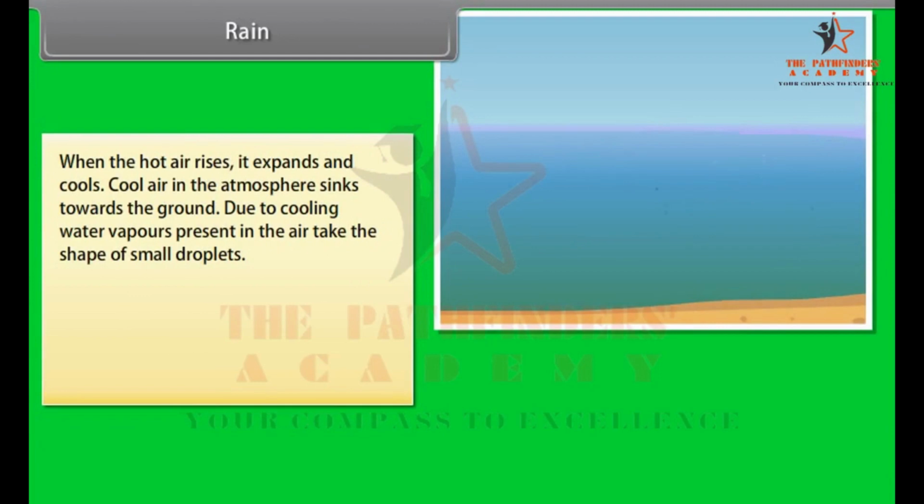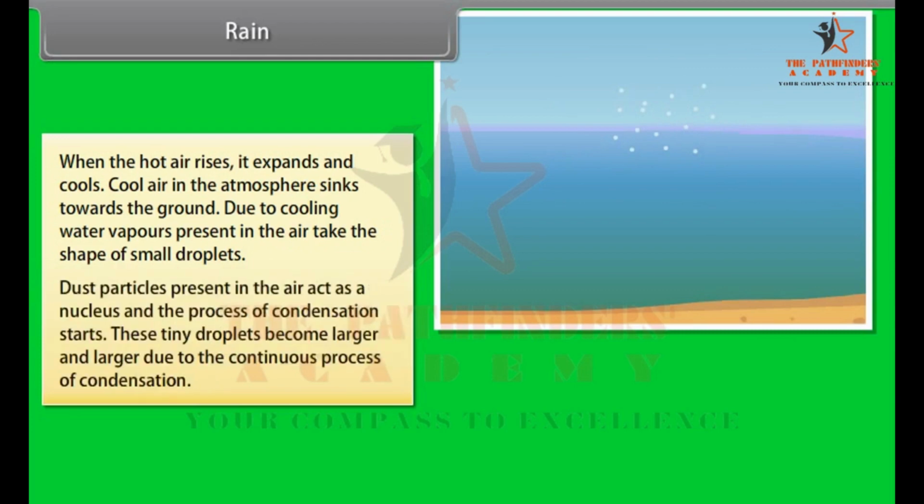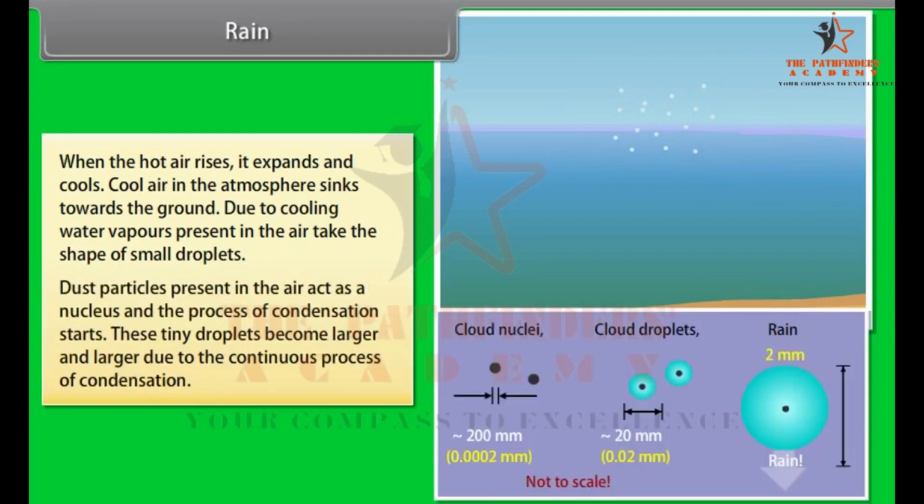When the hot air rises, it expands and cools. Cool air in the atmosphere sinks towards the ground. Due to cooling, water vapors present in the air take the shape of small droplets. Dust particles present in the air act as a nucleus and the process of condensation starts.